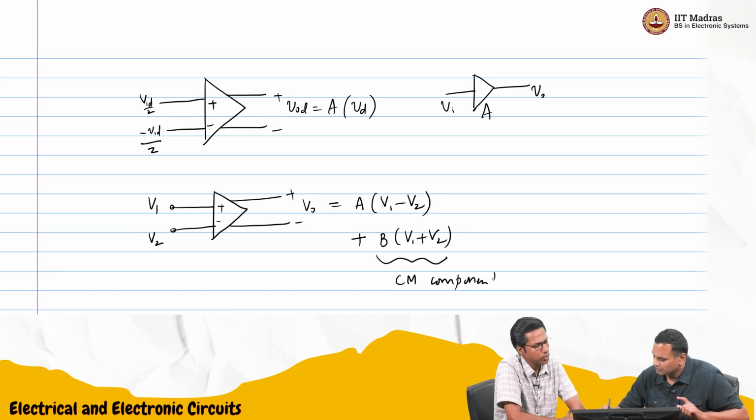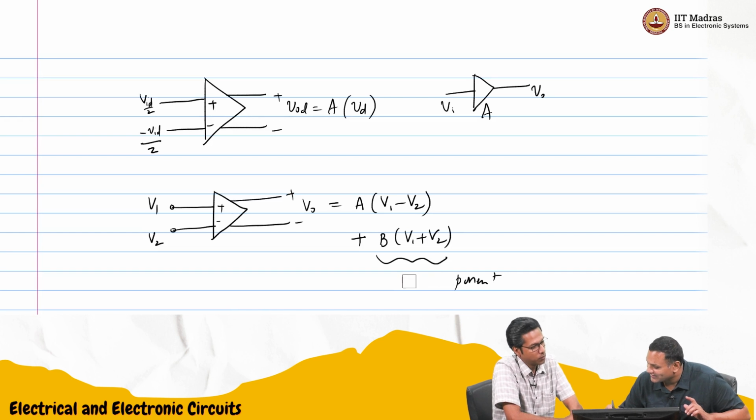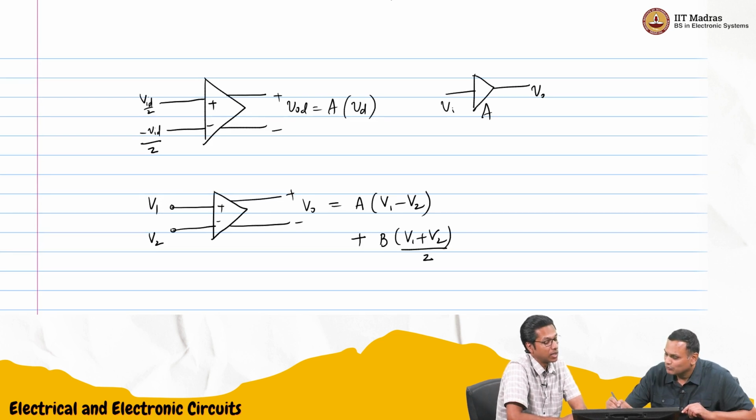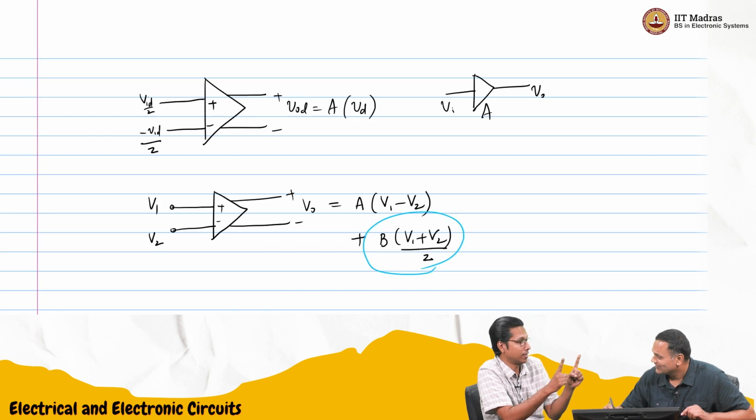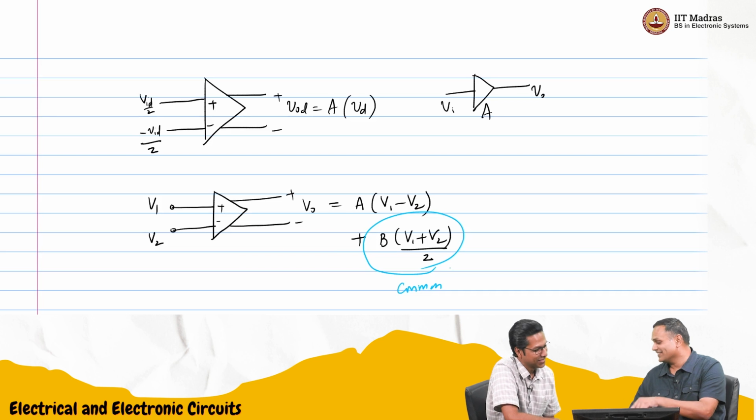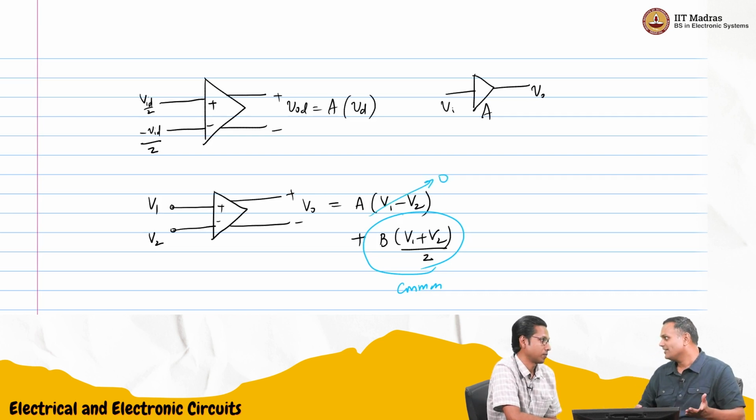Is it V1 plus V2, or V1 plus V2 by 2? Technically V1 plus V2 by 2. The common way of writing it is V1 plus V2 by 2. So that's why I wrote B into V1 plus V2, but you are right: B into V1 plus V2 by 2. That would be comparing with giving the same signal. If you give the same signal, V1 equal to V2, then this will go to 0. But you will still get output on each side.